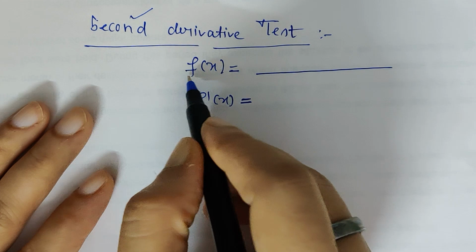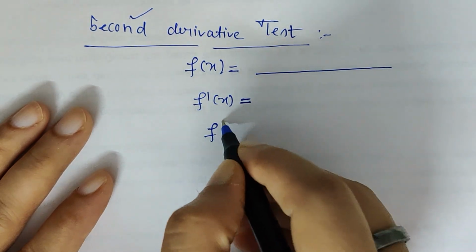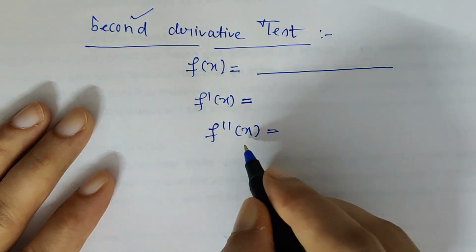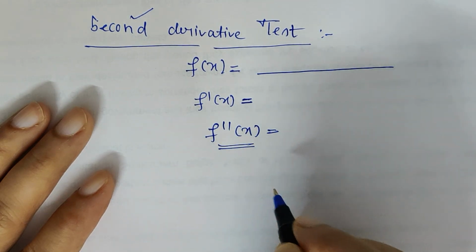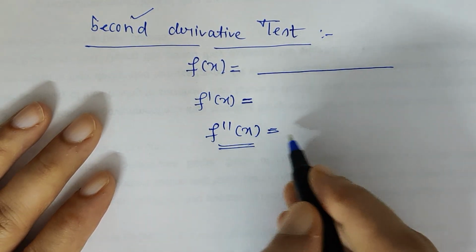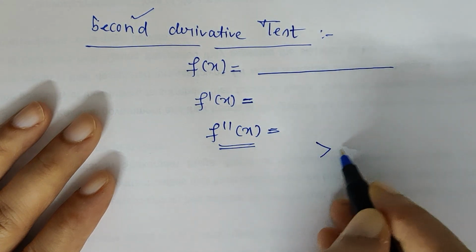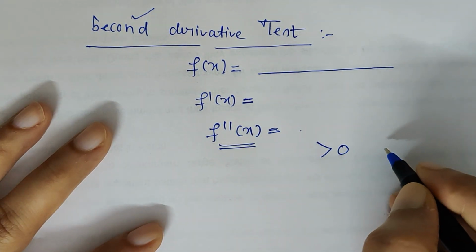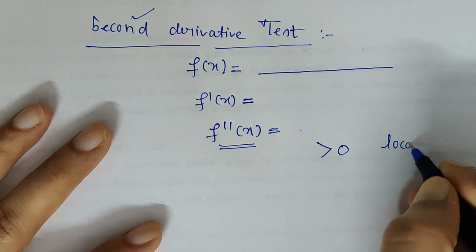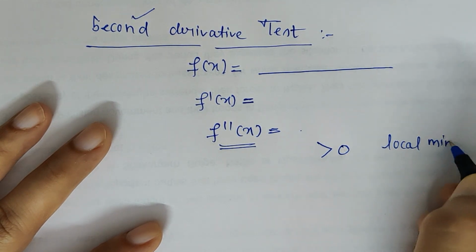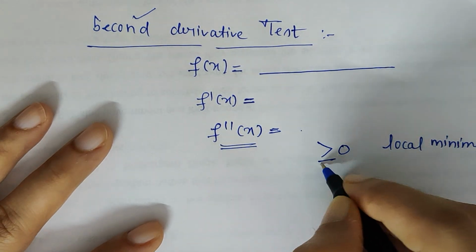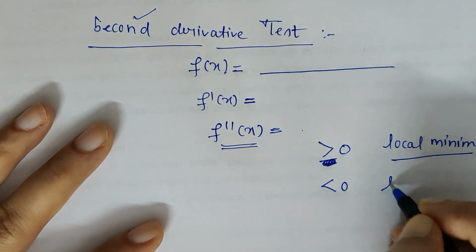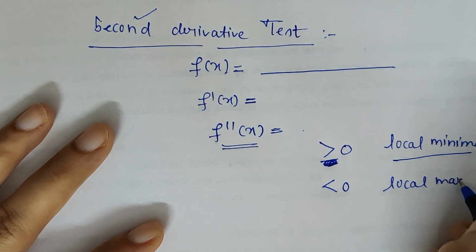So the first step is to differentiate this once. The second step is to differentiate the once-differentiated function again, and then we have to check the sign of this f double dash x. If f double dash x is a constant number and it is greater than 0, that is, if it is positive, then we say the function has local minima. If it is less than 0, then it is local maxima.